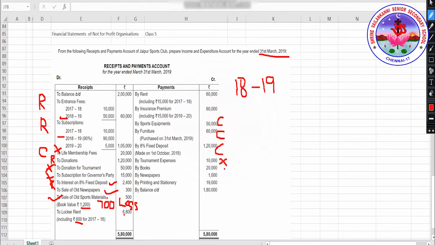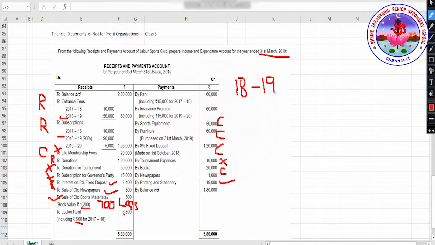Then books is a capital expenditure. Newspapers, all these entries we should not record, because once this newspaper is bought, it is going to be kept for a long time as a record. So it belongs like a capital item. Printing and stationery we will record. By balance carried down 1,80,000, we have to keep aside.